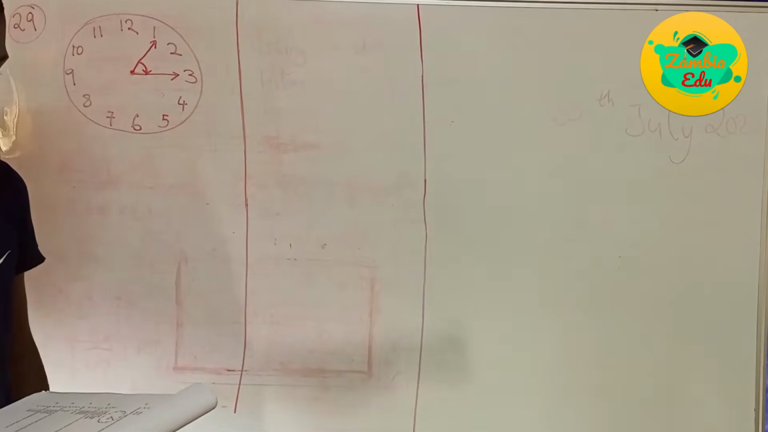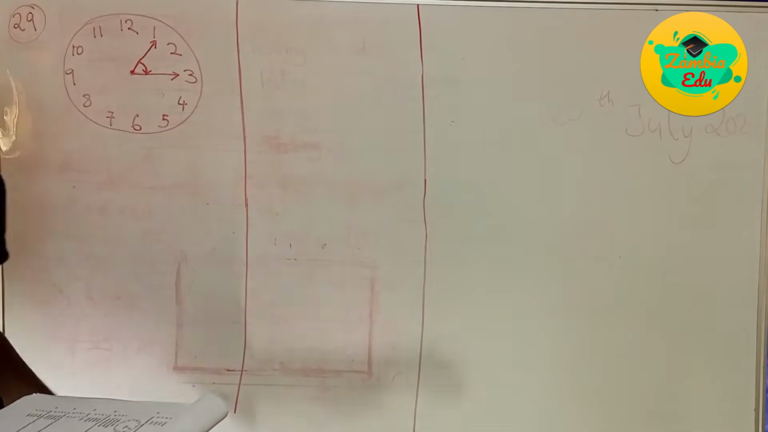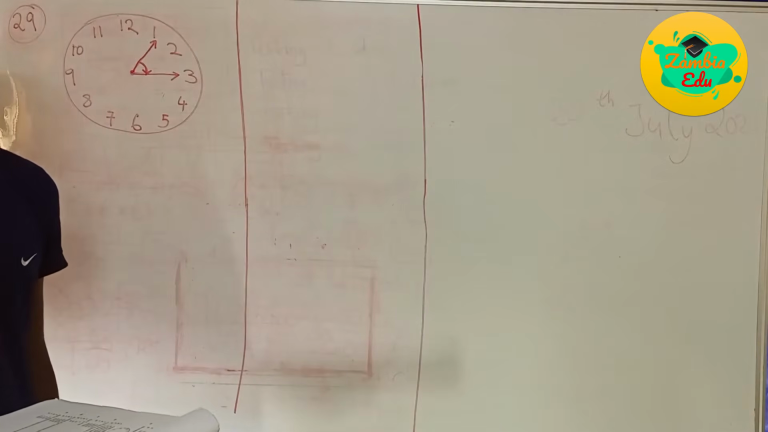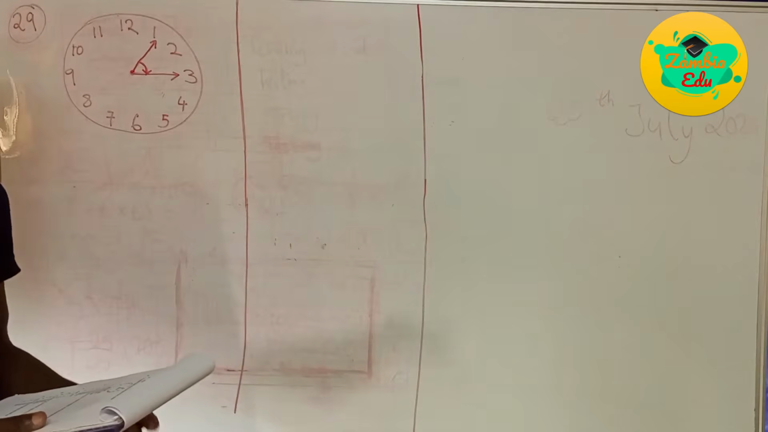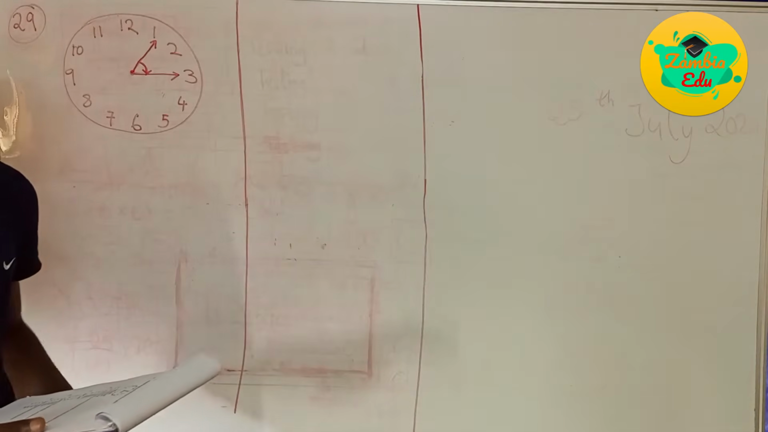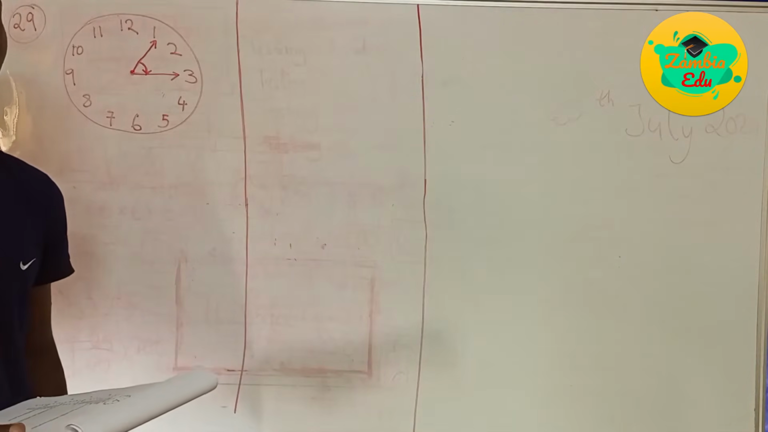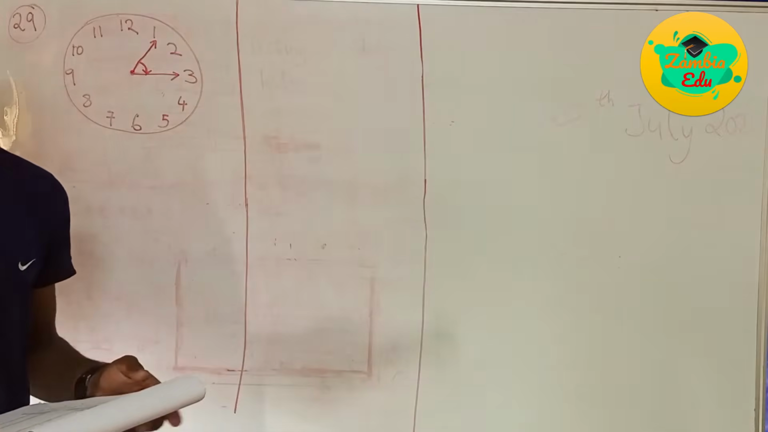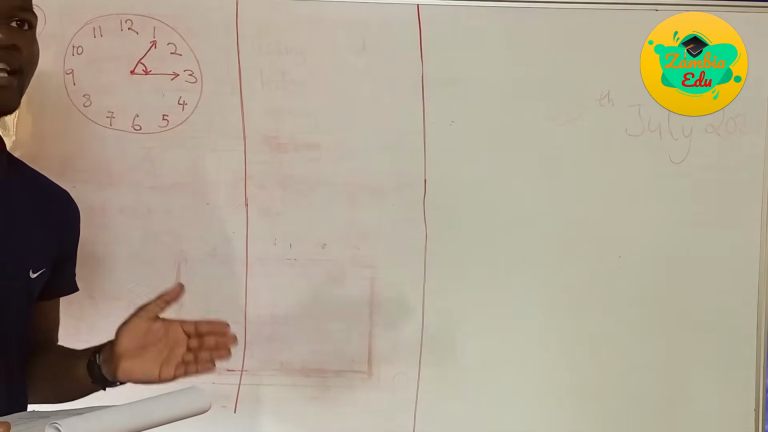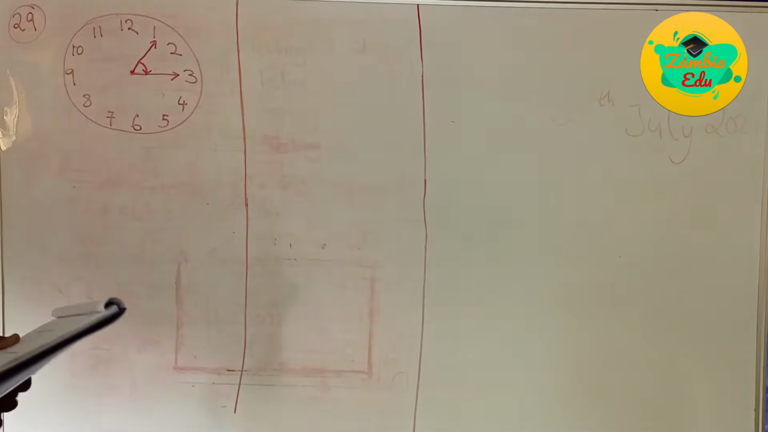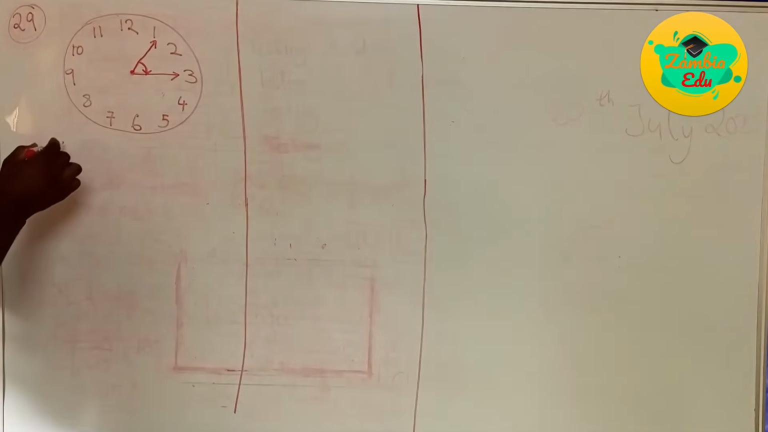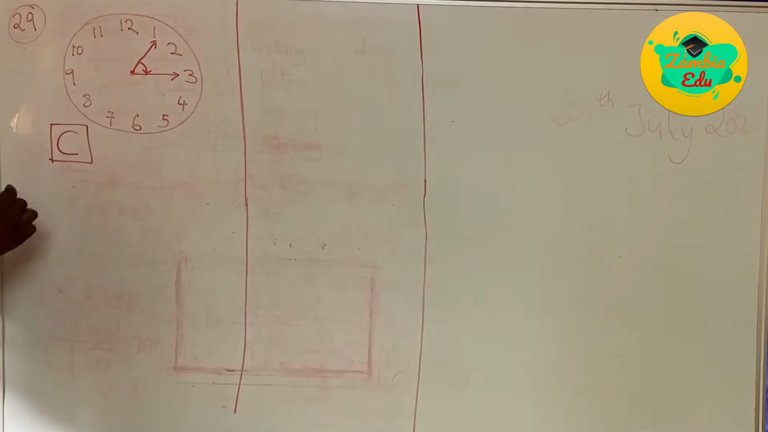And we have C, which is acute angle. An acute angle is an angle which is less than 90 degrees. So an angle which is less than 90 degrees is known as an acute angle. So we can range it from 0 all the way to 89.9. That is still an acute angle. And so our answer for question 29 was C, to say it is an acute angle.